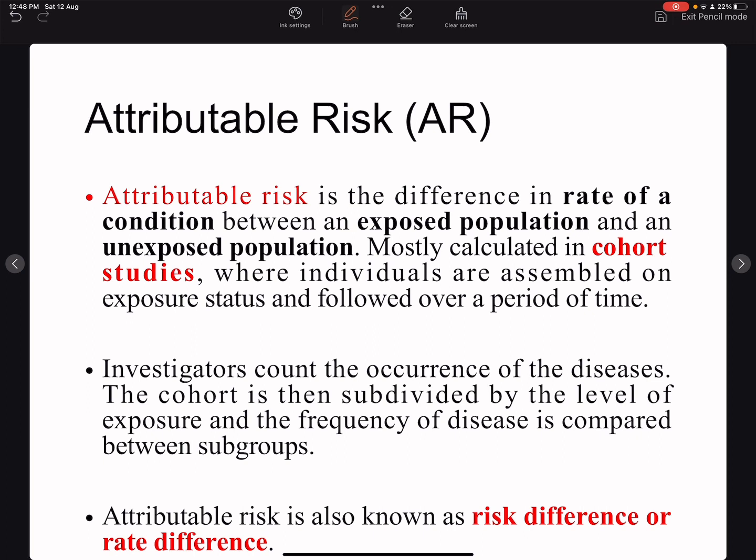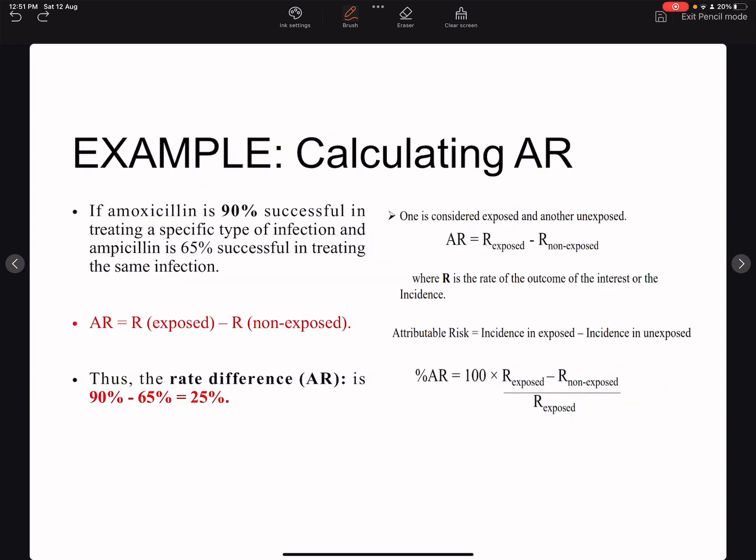The investigators are counting the occurrence of the disease. In the cohort study, we subdivide the level of exposure and the frequency of the disease is compared between these groups. To make this clearer, the attributable risk has another name, which is risk difference or rate difference. From this name, you can understand better that it is the risk difference or the rate difference.